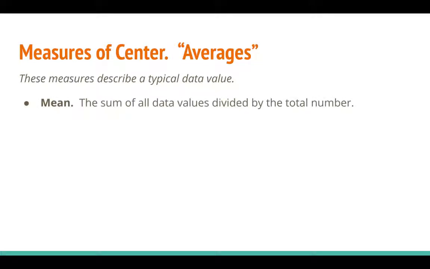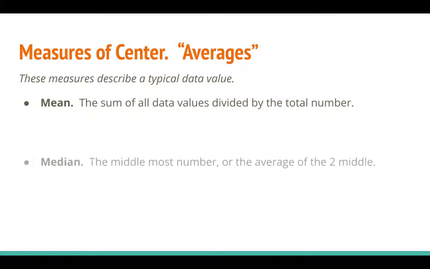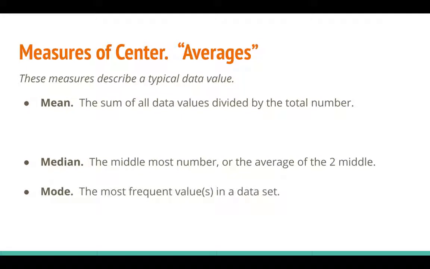a mean. This is what we typically think of as average, but the true terminology is mean, and that's the sum of all the data values divided by the number of data values. The median is the middlemost number. If there isn't an exact number in the middle, we'll average the middle two. The mode is the most frequent data value, and there could be a couple of modes. We might have some data values that both show up frequently.